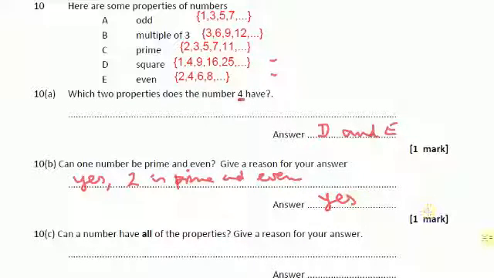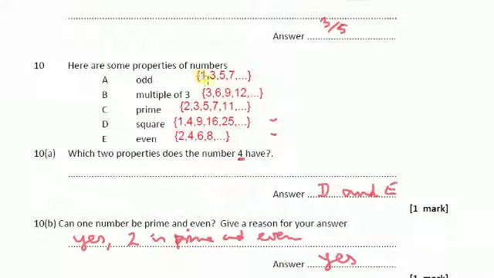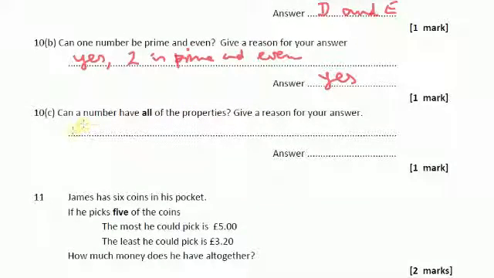And the last part of number 10, can a number have all of the properties given? Give a reason for your answer. So can a number belong to all of these sets? I don't see one, and a good reason for that is A is odd numbers, E is even numbers, and you cannot have a number which is odd and even, because even means divisible by 2, and A means not divisible by 2. So no, because a number cannot be even and odd.